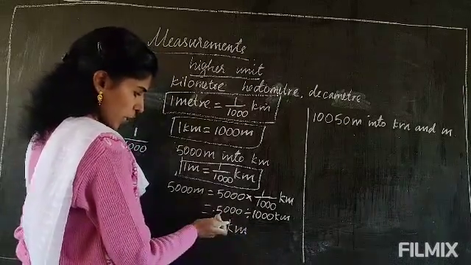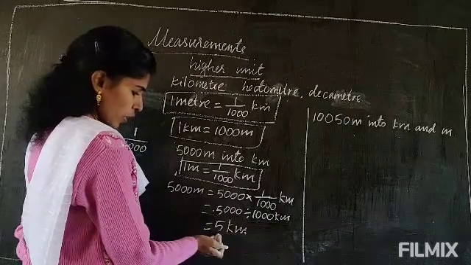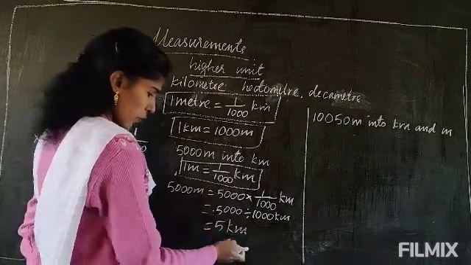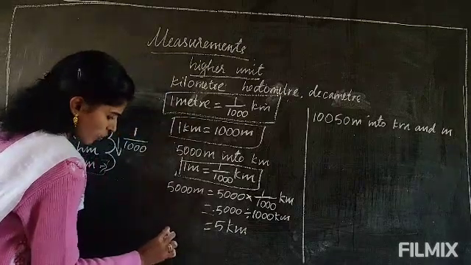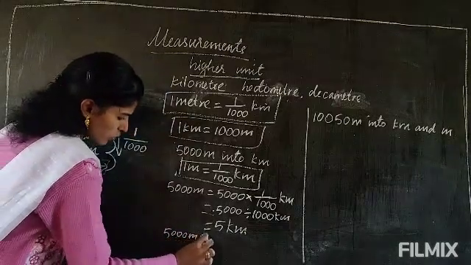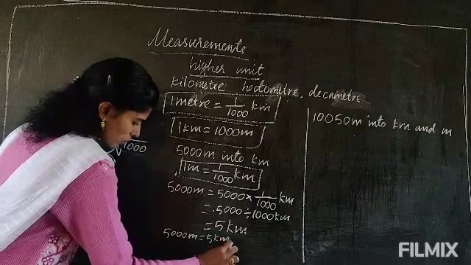And what is remaining? 5. 5 is the quotient, so 5 is the answer. Remainder is 0, we leave it. So 5 kilometer. So the answer is 5000 meter equal to 5 kilometer. This is the answer.